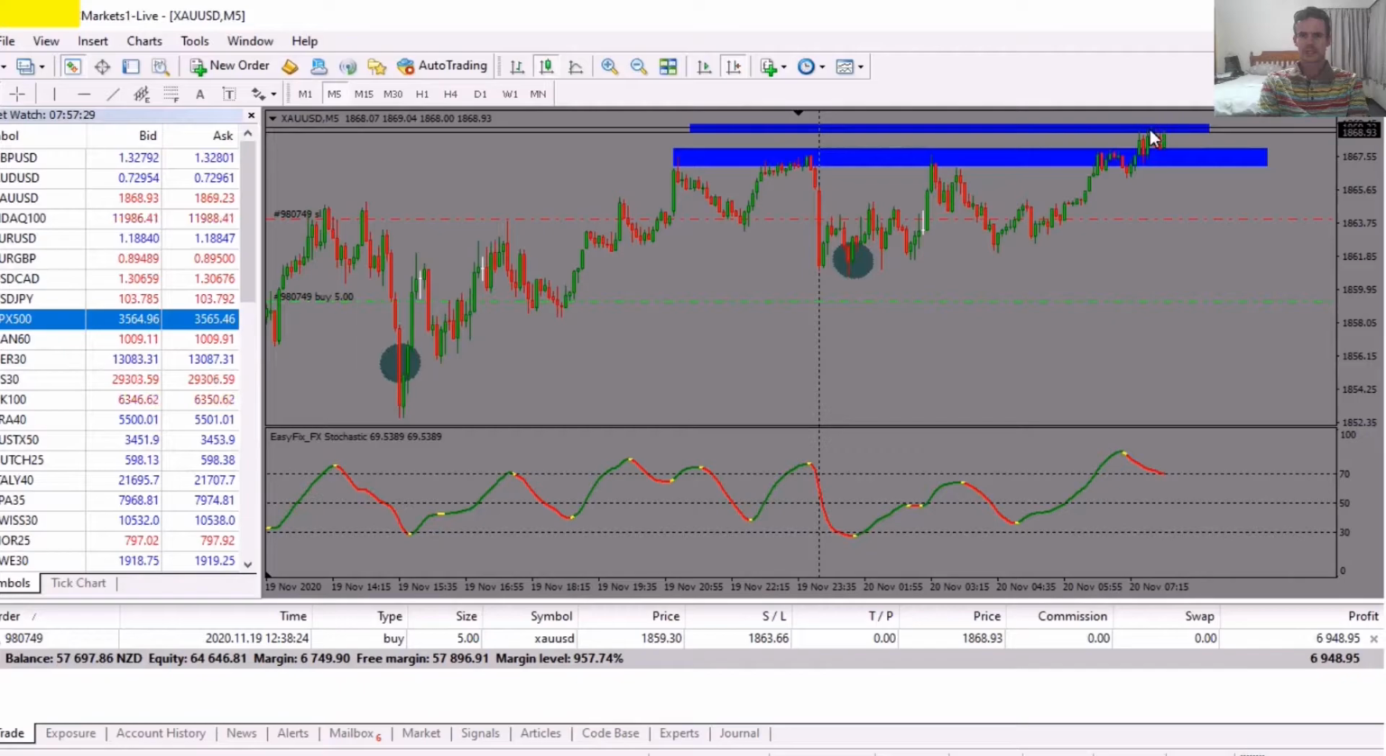Let me just see if this is going to, it looks like it's going to break this level. But our stochastic is telling us it's going to drop. I really doubt it's going to break that level. I'm just waiting for the stochastic to drop below the 70 zone. But you have to combine this indicator with a few other things. I explain all of that in the actual course.